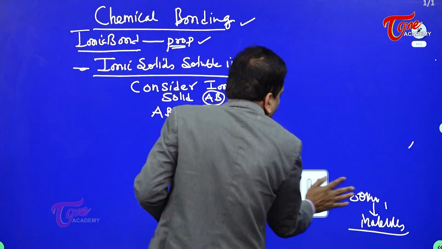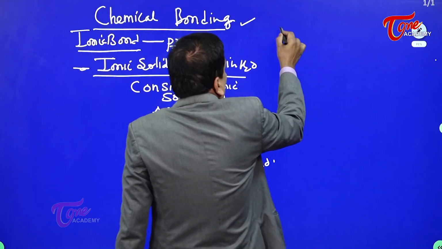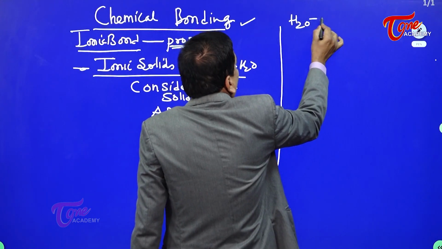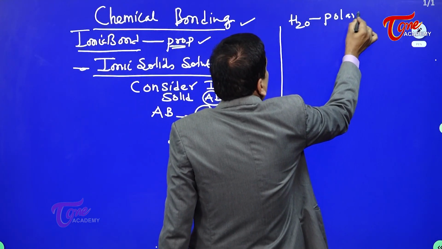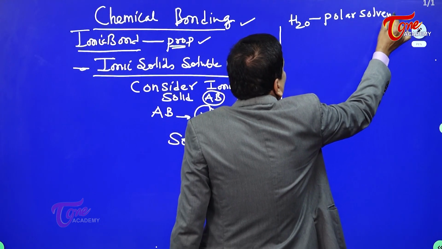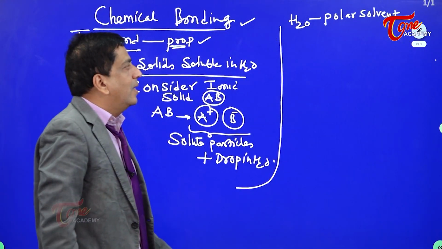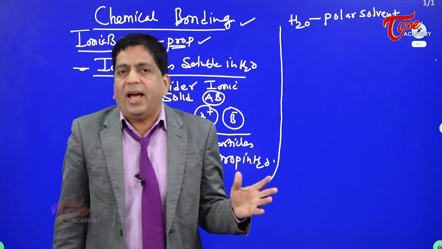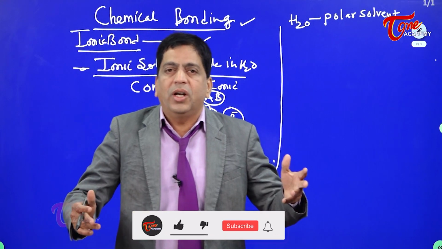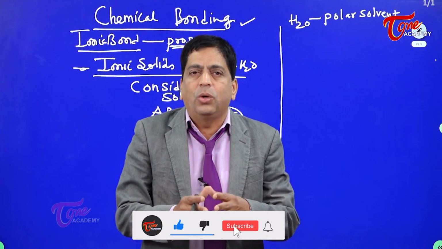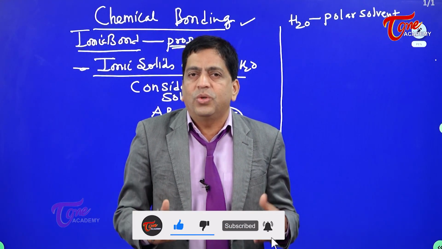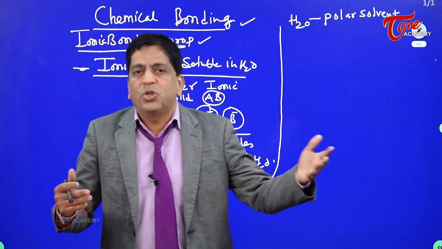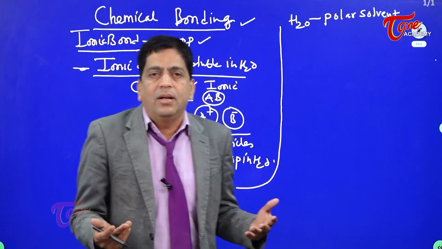Watch carefully here. When you drop these ions in water, and water is basically a polar solvent. Now, polar means in the molecule, the bond pair is not shared equally. It is shared unequally, so you develop poles. Polar solvent means a solvent which has poles, a positive center and a negative center.